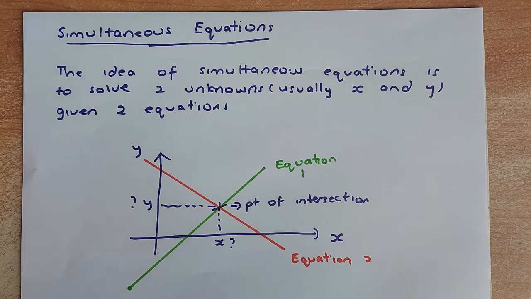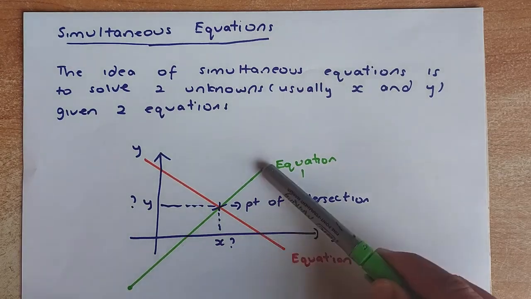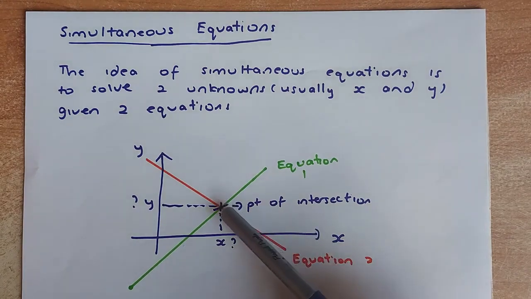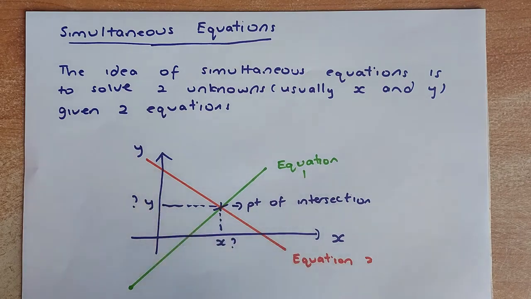What is a simultaneous equation? The idea of simultaneous equations is to solve for two unknowns, usually x and y, when you are given two equations. For example, the first equation might be this line here in graphical form, and equation 2 is another, and the objective is to find the point of intersection. What is the value of x and what is the value of y? In other words, in simultaneous equations, you have to find both the values of x as well as y.